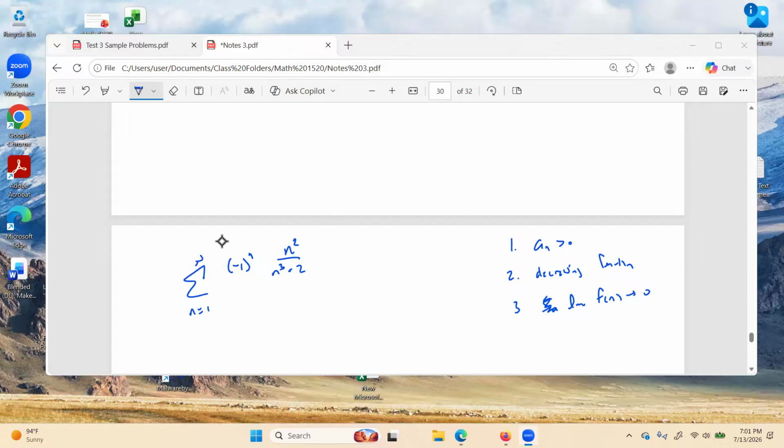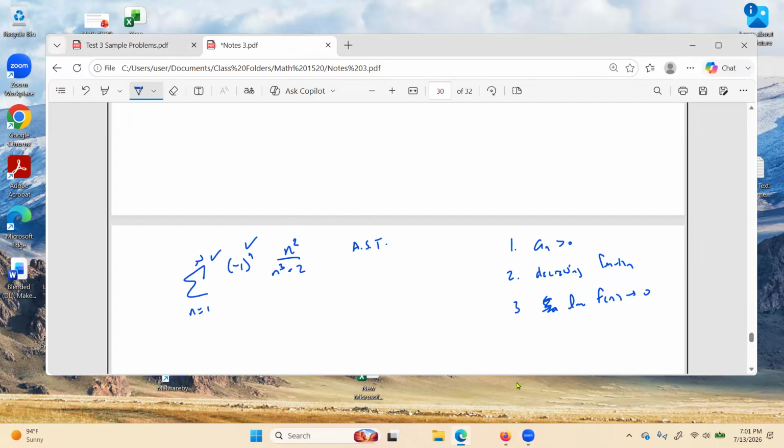So we are looking at the alternating series, the sum of (-1)^n times n squared over n cubed plus 2. Okay, so first thing is, yes, it's a series. Two, it is alternating. So we're going to try to set up for the alternating series test.